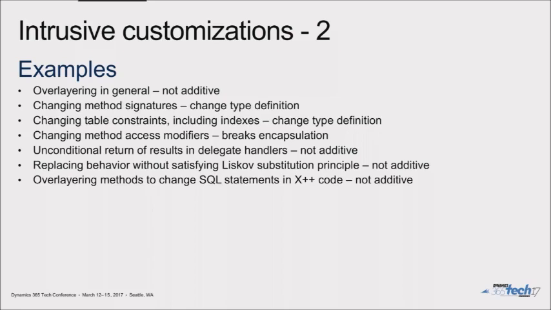Method access modifiers break encapsulation. You make a protected or private method public. That's no longer something that we have free control over. Changing return values with delegate handlers is not additive.